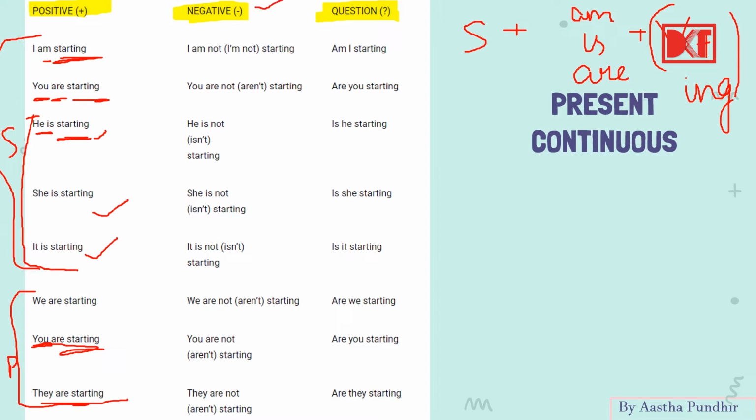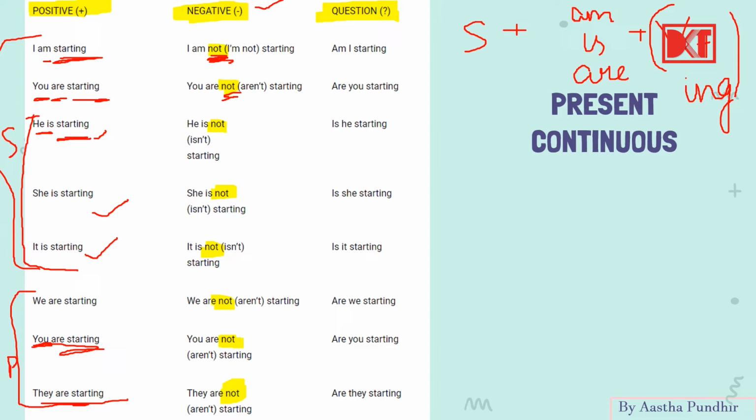For the negative, now here we insert a not. We insert a not, that I am not starting. And all we have to do is insert a not here. He is not starting. She is not starting. It is not starting. We are not starting. You are not starting. They are not starting. Alright.